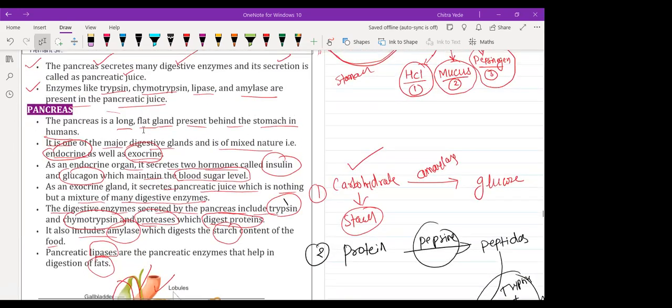So repeat that pancreatic part once, and then we will move further, beta. You have 2 minutes to repeat. 2 minutes only.